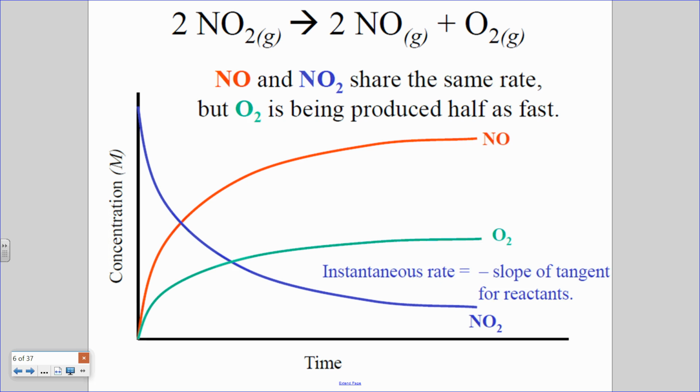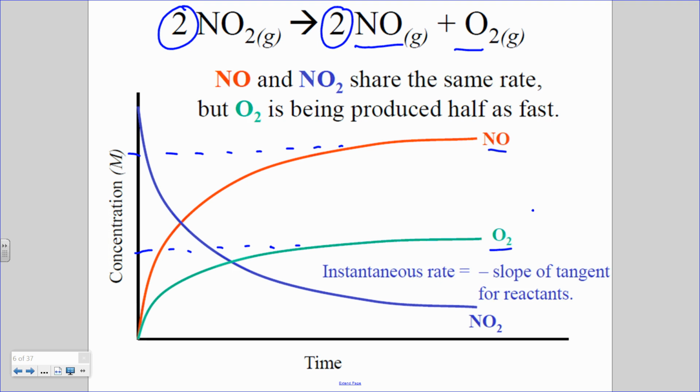And something to take note of, if you look at these two, they have different coefficients. And so you have different amounts of nitrogen monoxide and oxygen being formed, which we indicate by different concentrations. They both start at 0, but this one ends up with a higher concentration. This graph right here mirrors this graph right here. Why? They have the same coefficient. This one, a little bit less.